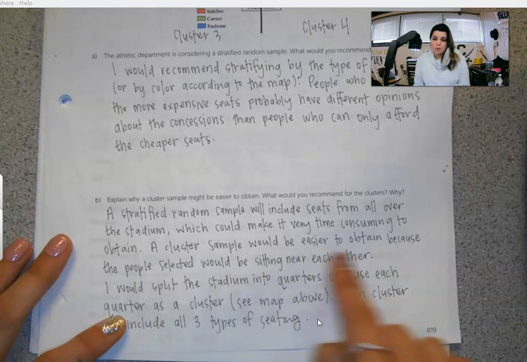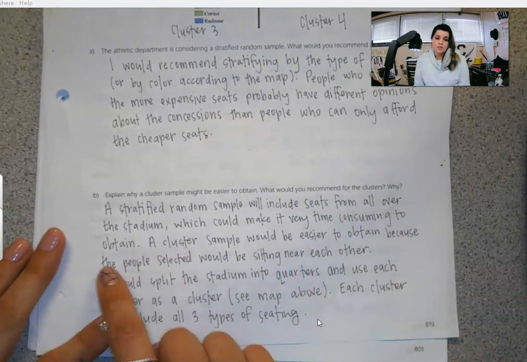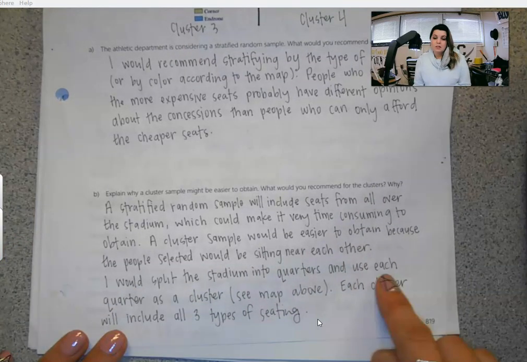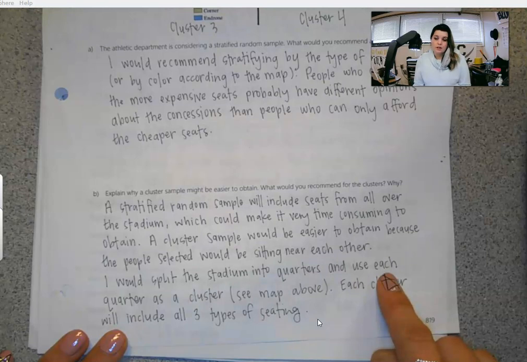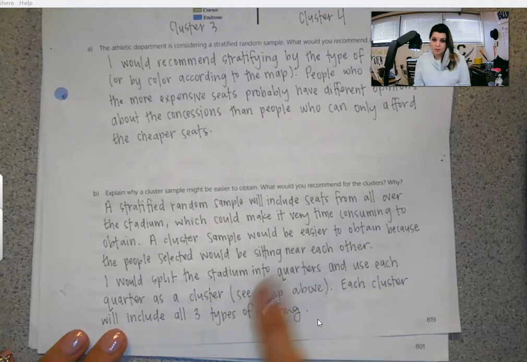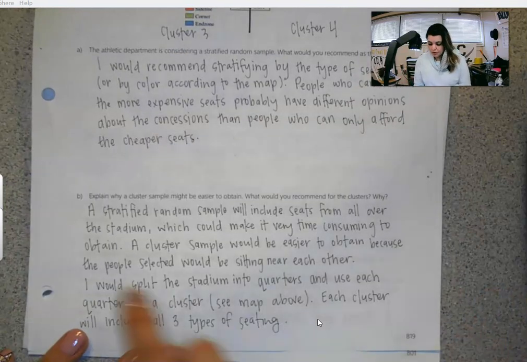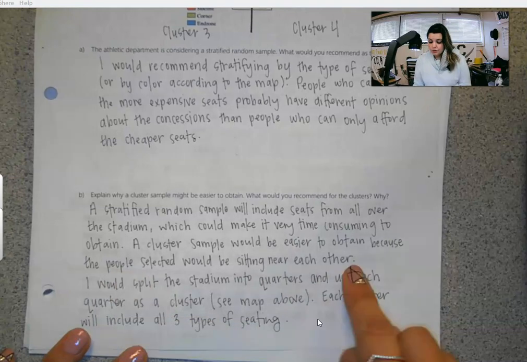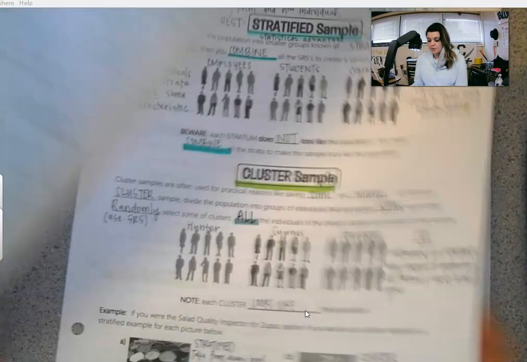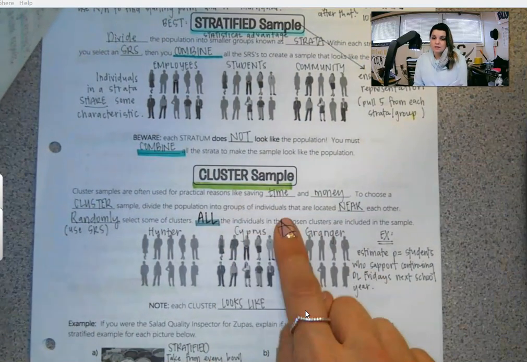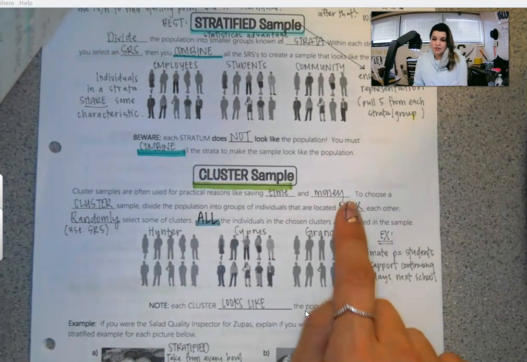A cluster sample would be easier to obtain because the people selected would be sitting near each other. I would split the stadium into quarters and use each quarter as a cluster, and I marked that on the picture above. Each cluster now contains all 3 types of seating, which does represent the population. One thing to note before I move on is that I knew that they would be sitting near each other because that's what my notes say a cluster sample is. A cluster sample is chosen based off of individuals that are located near each other.